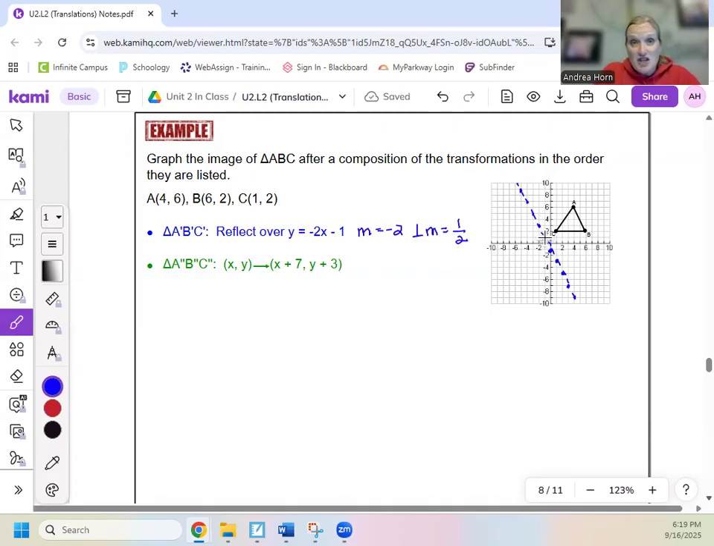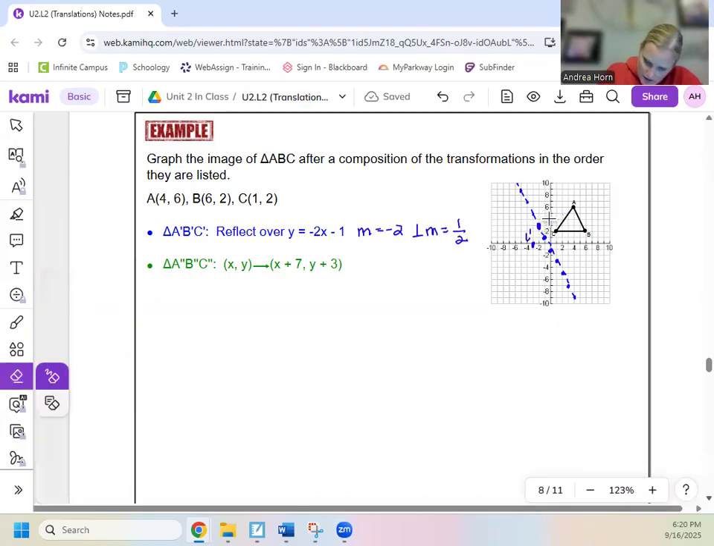My change in y is 1, down 1. My change in x is over 2. So down 1 over 2. So my C prime is going to be here. If I go down 1 over 2, down 1 over 2, my midpoint is going to be right here.